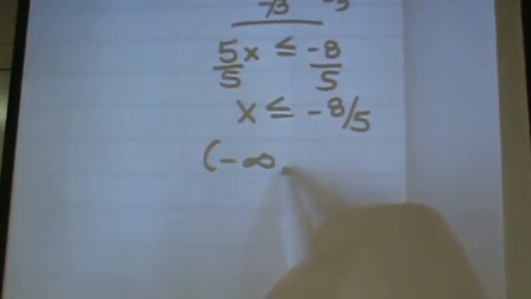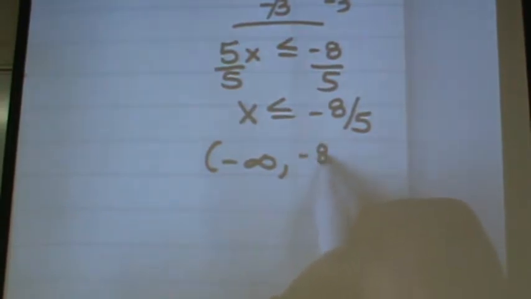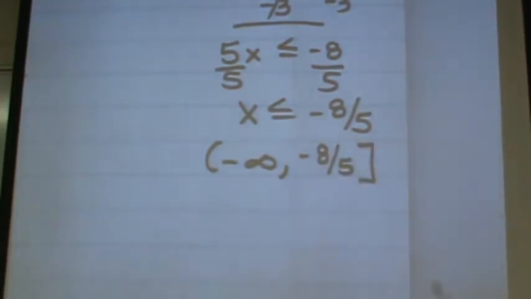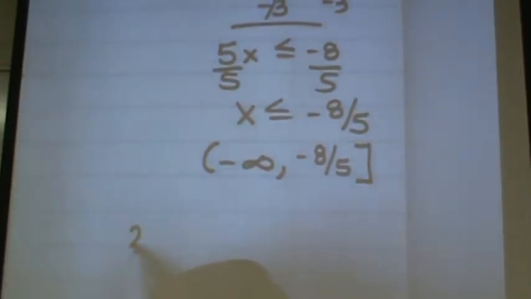That would be a parenthesis, negative infinity, comma, negative 8/5 with a bracket. 23 we skip, so we're going to do 25.